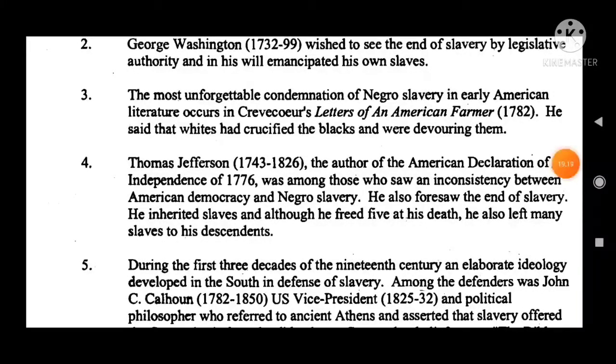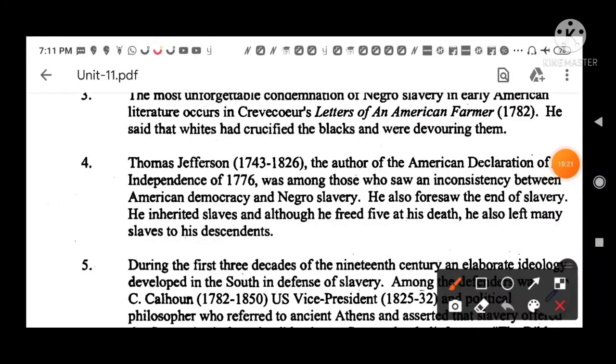Okay, so here you can remember Crevecoeur's Letters of an American Farmer, 1782, said that whites had crucified the blacks and were devouring them.